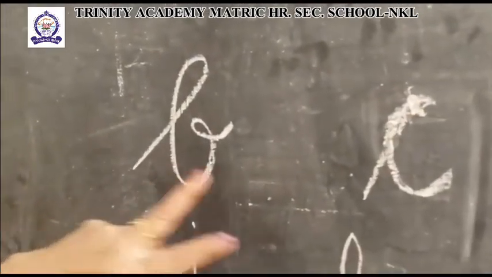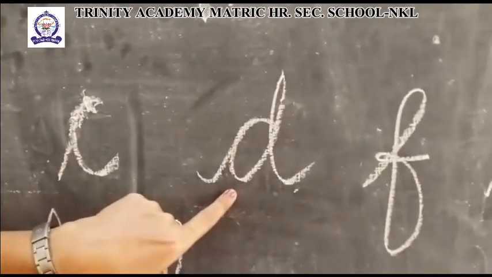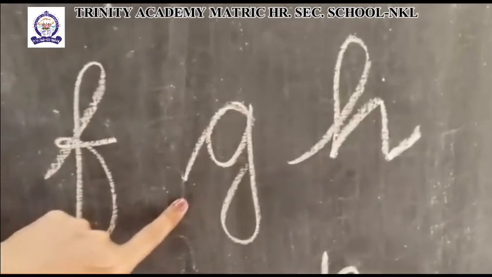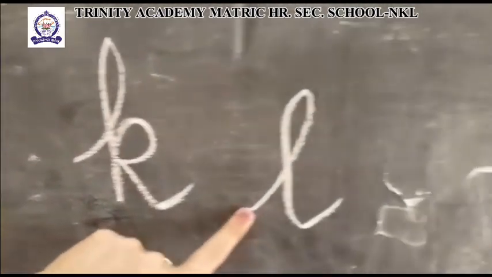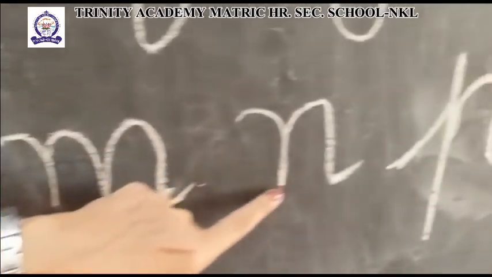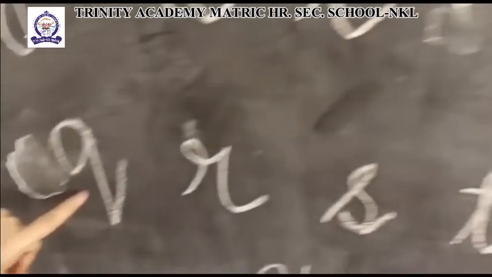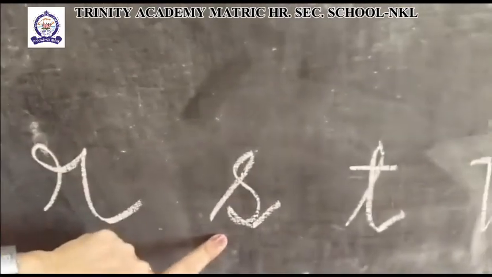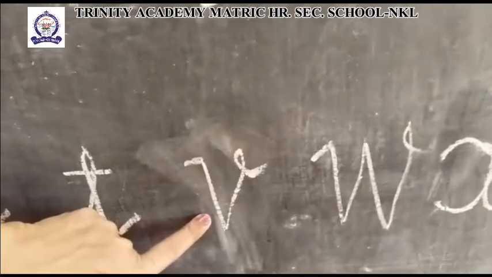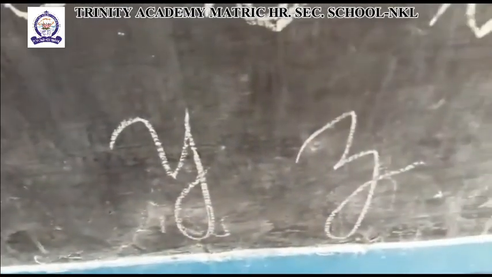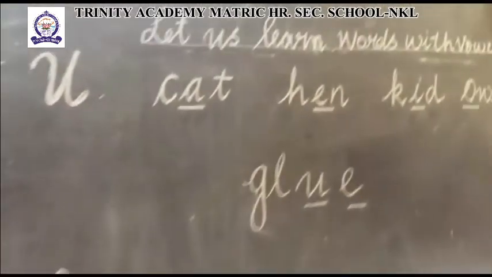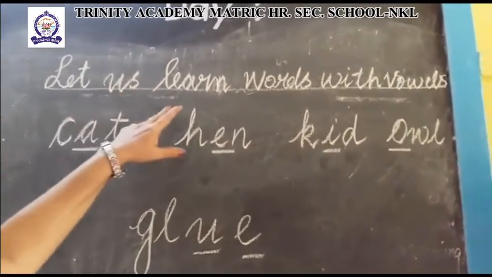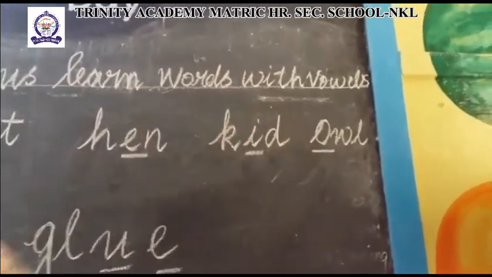B, C, D, F, G, H, J, K, L, M, N, P, Q, R, S, T, V, W, X, Y, Z. All these letters are consonants. Now, children, let us learn words with vowels.